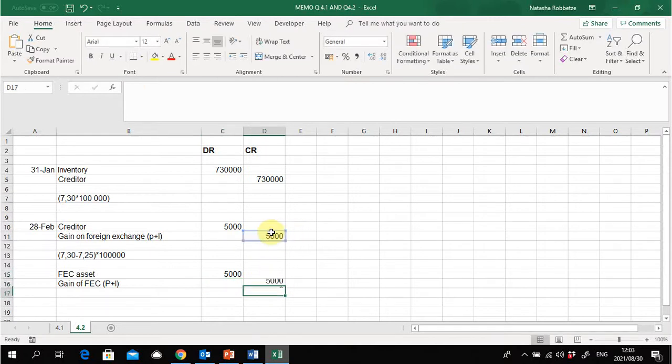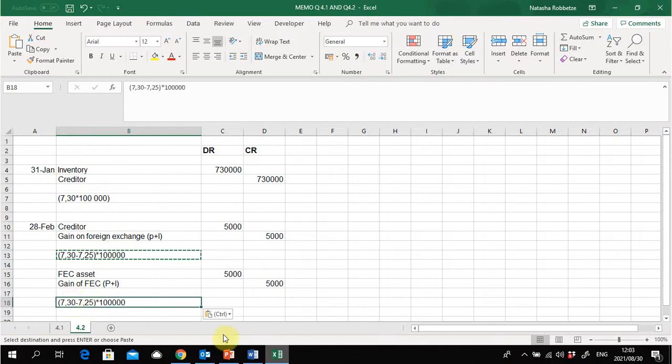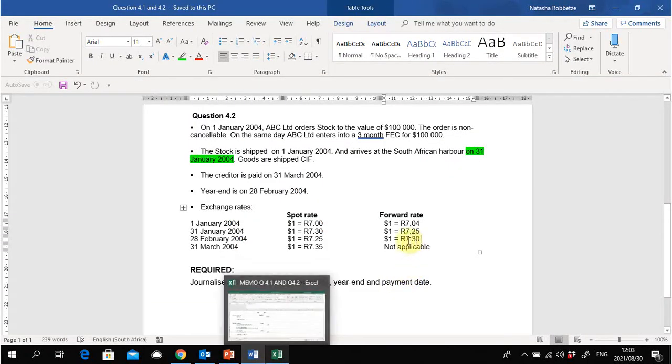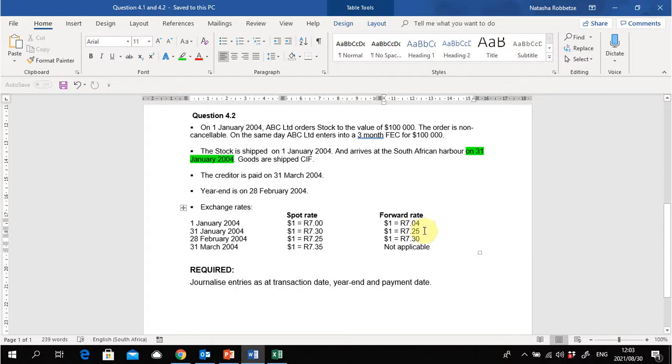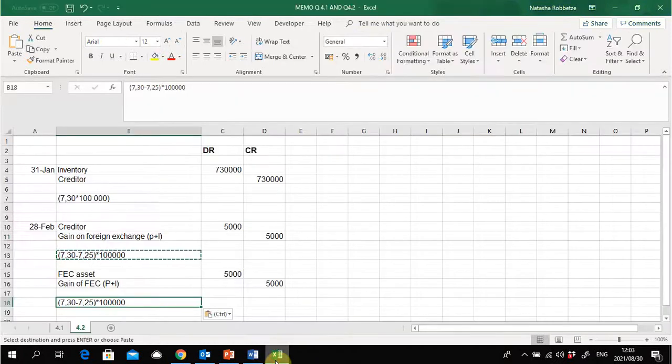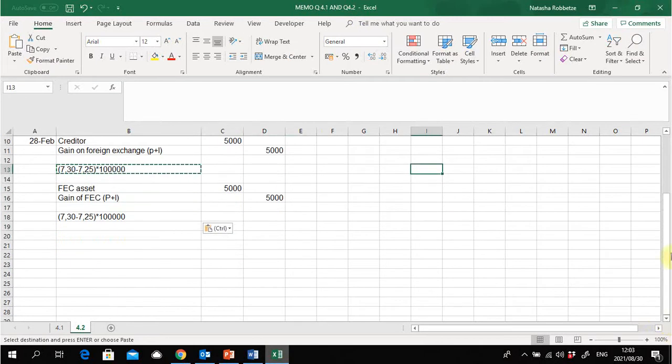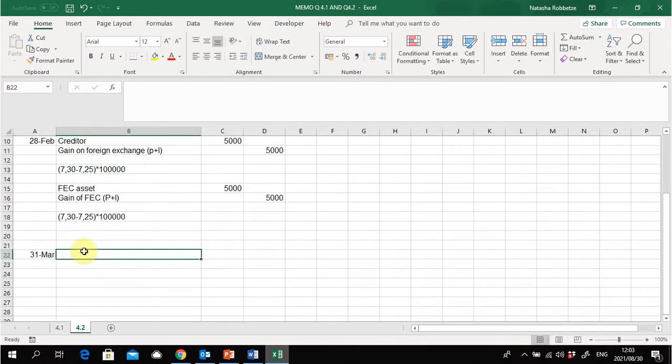So here I once again just did the exact same calculation. 7 Rand 30 minus 7 Rand 25. All right, that was our calculation in terms of year end. So then we have on payment date. So payment date is on the 31st of March. And here I need to again recognize my gains and losses with regards to the creditor and the FEC asset.